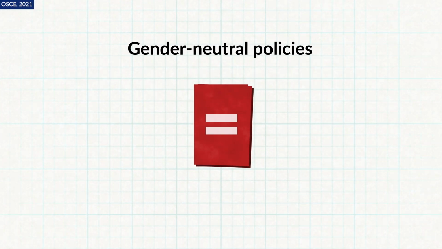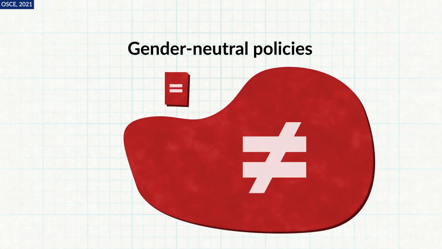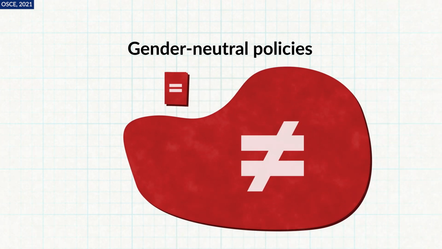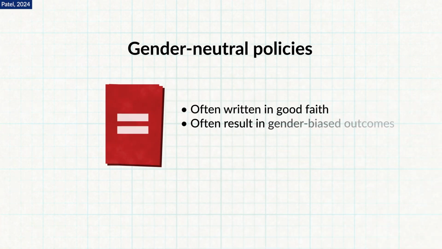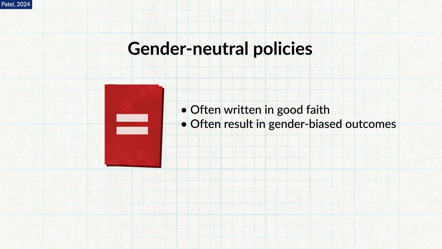So these gender-neutral policies aim to treat all individuals equally. So of course that is the idea of them, but they often fail to address specific gender-related needs and challenges, often leading to harmful outcomes because they ignore structural inequalities. So they're often written in good faith, but these gender-neutral laws often result in gender-biased outcomes.